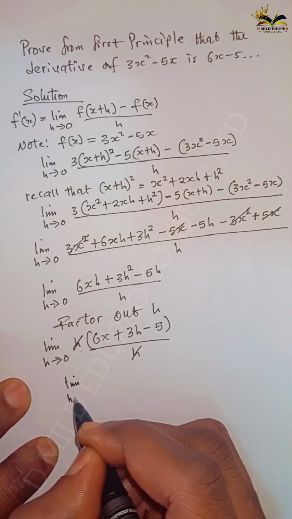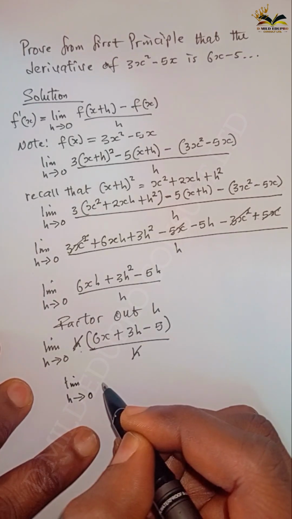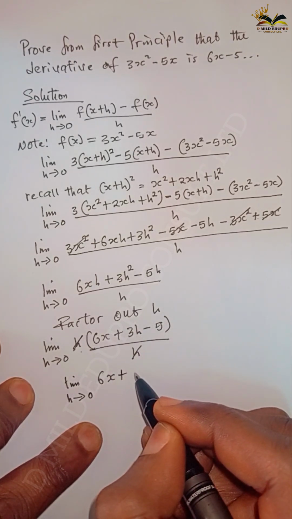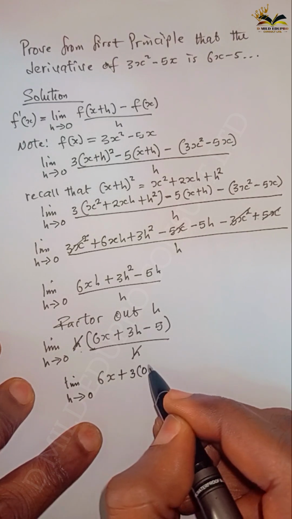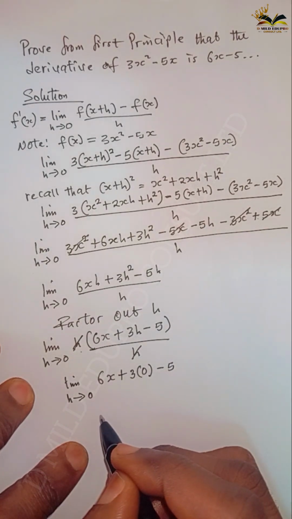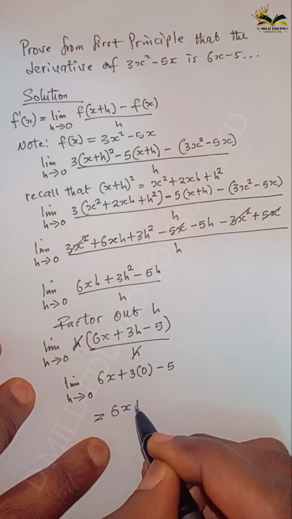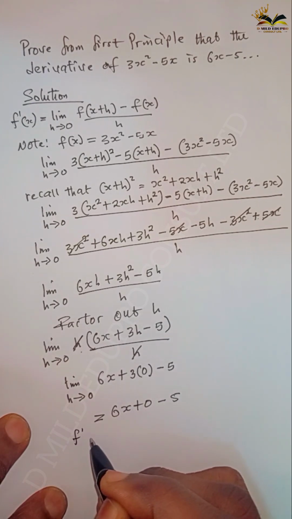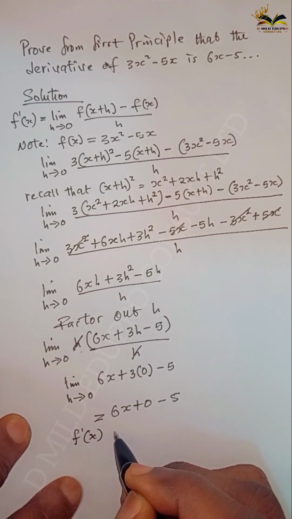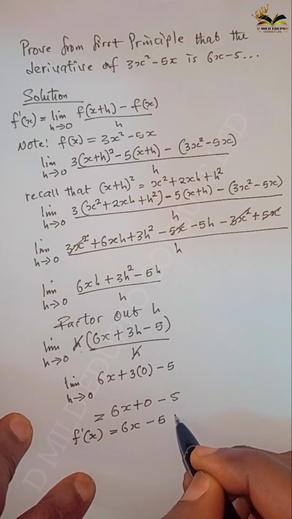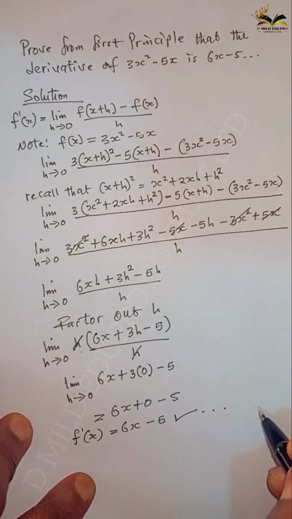So note that we are tending towards 0. The h is tending towards 0. So at this point, wherever you see h, you make it 0. So 6x plus 0, because 3 times 0 is 0, minus 5. So the derivative of 3x squared minus 5x will now be equal to 6x minus 5, which automatically shows that we successfully proved this using first principle.